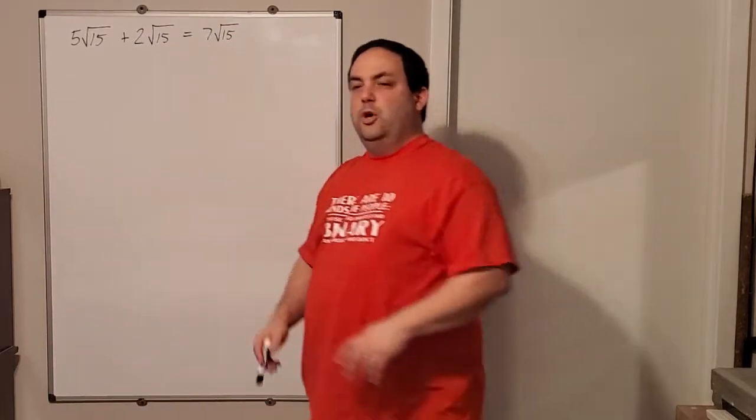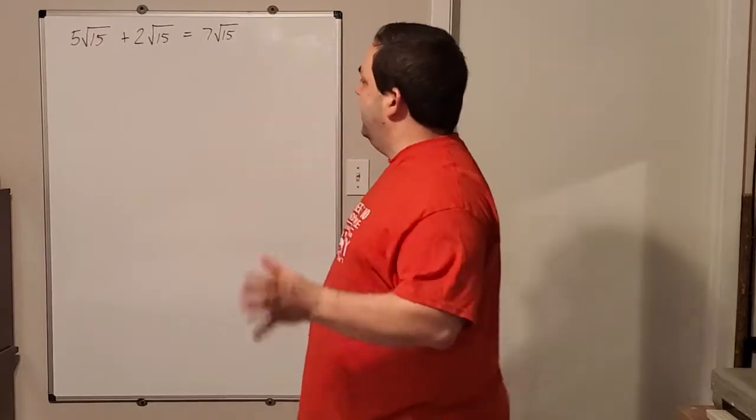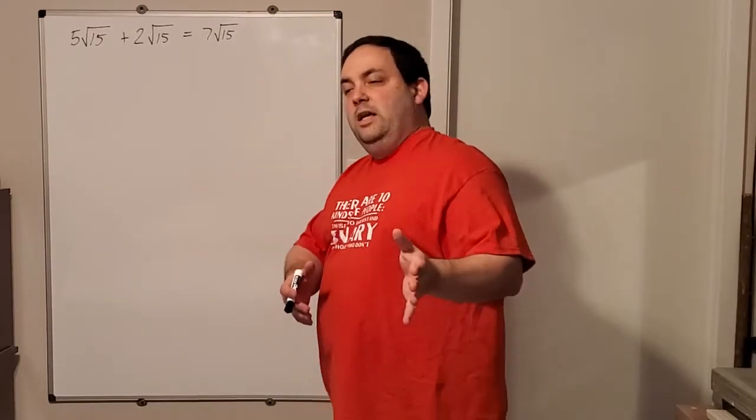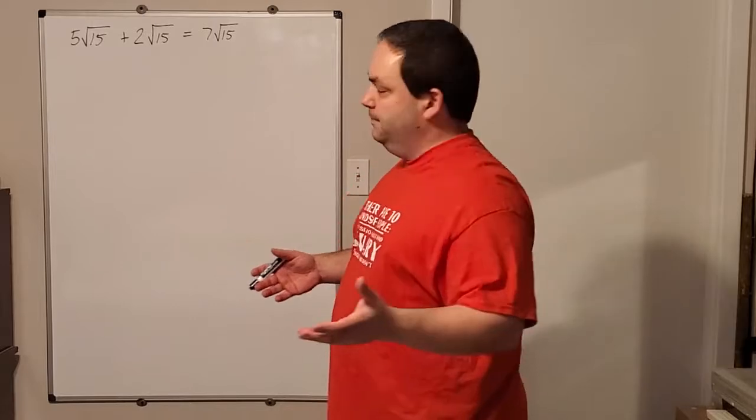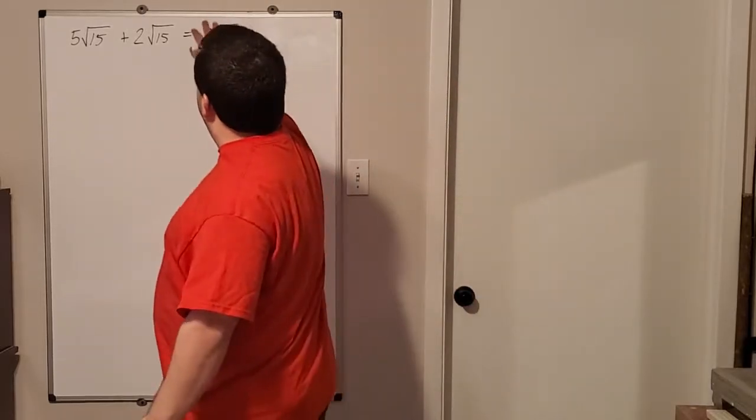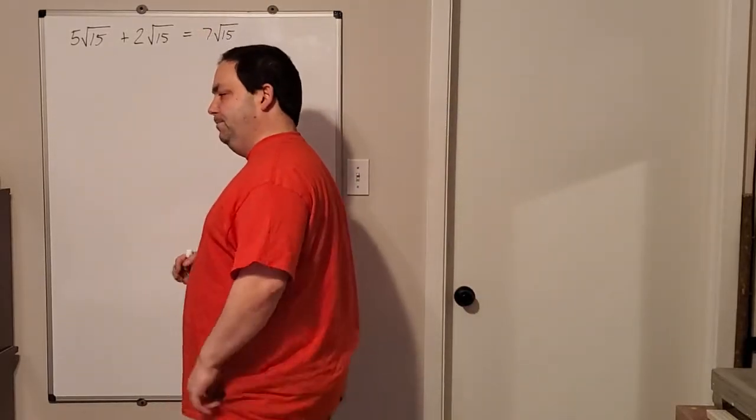And it's also important to notice that I can't simplify the square root of 15 any further because 15 is just 3 times 5, which are both prime. Right? So I can't simplify this any further, and this is as simple as it can get.